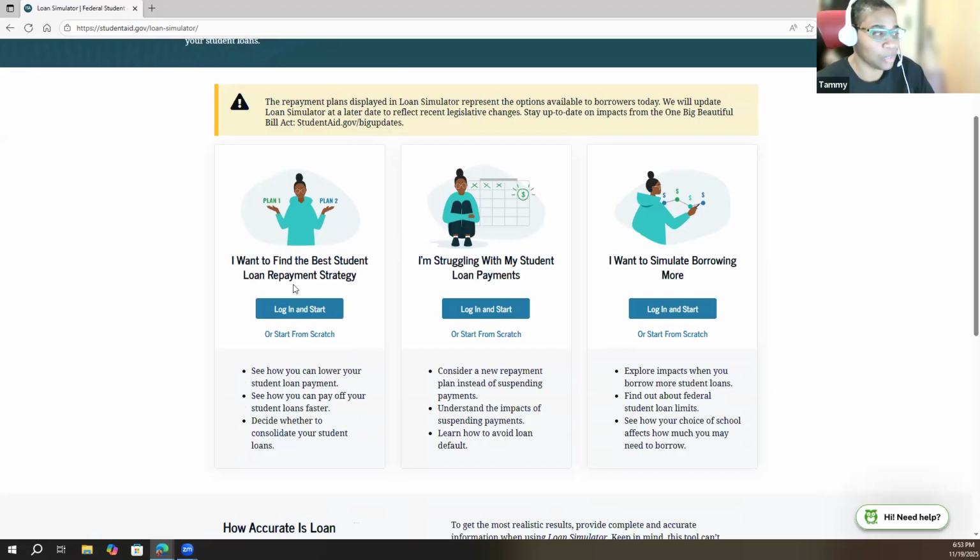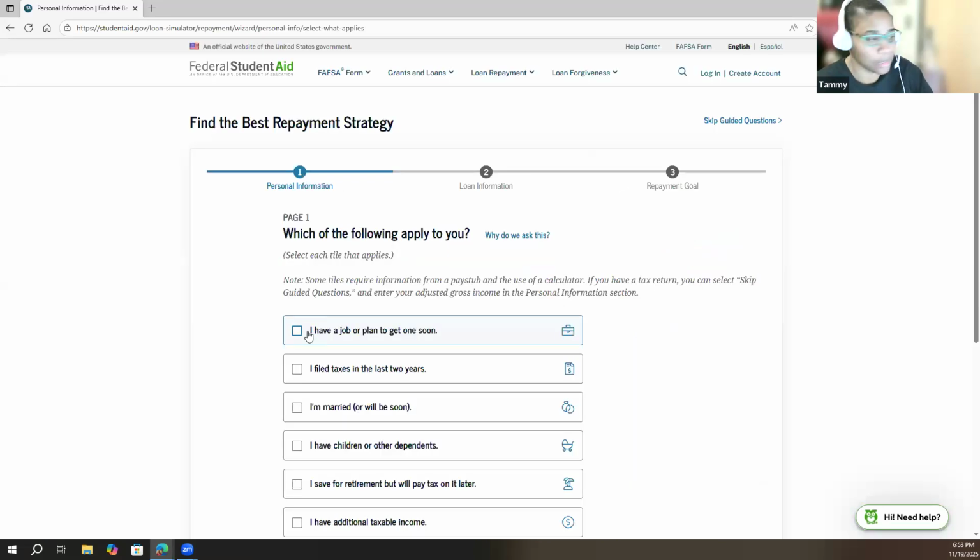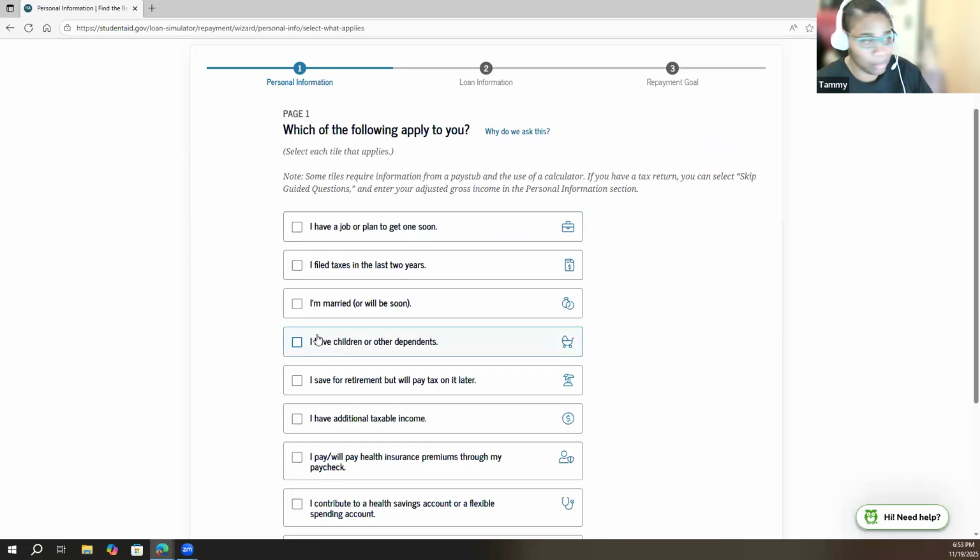And it gives you all your options here. I want to find the best student loan repayment strategy. I'm struggling with my student loan payments. I want to simulate borrowing more. So right here, I'm going to go with I want to find the best student loan repayment strategy. And I'm just going to hit start from scratch, okay? Because I'm not logging into the system. And when you log in, these same questions are going to be there, and you just pick what works for you because the system is just trying to engage who you are and what your needs are.